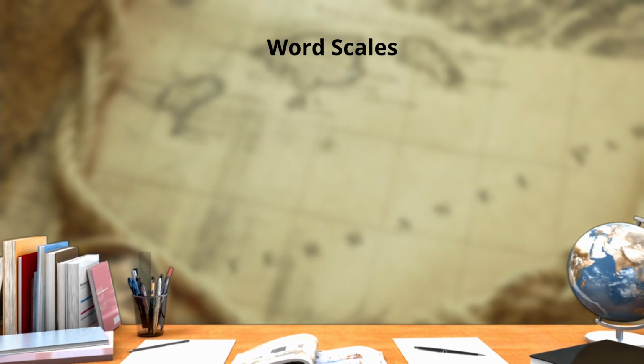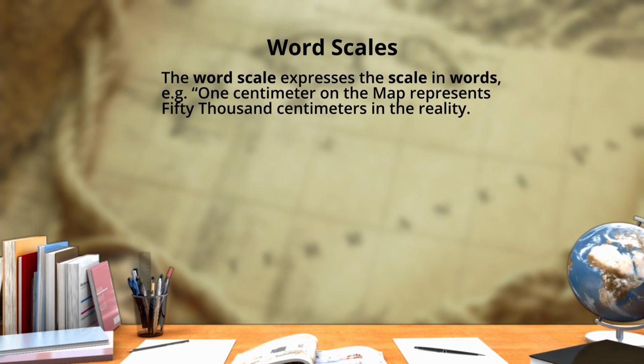Now let's look at the word scale. The word scale is expressed as words or a statement. It is not in numerical form. You can write the ratio scale as a statement instead of a numerical scale. That is your word scale: 1 centimeter on the map represents 50,000 centimeters in reality. It's a statement.